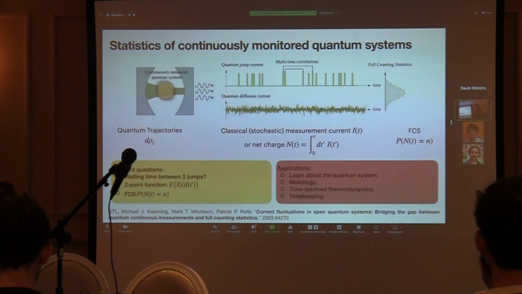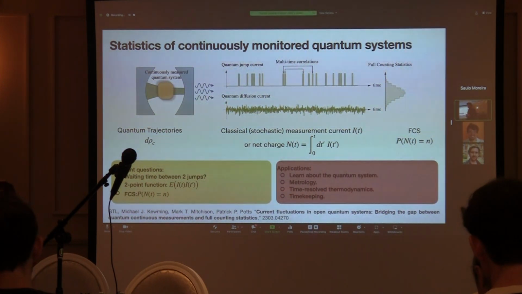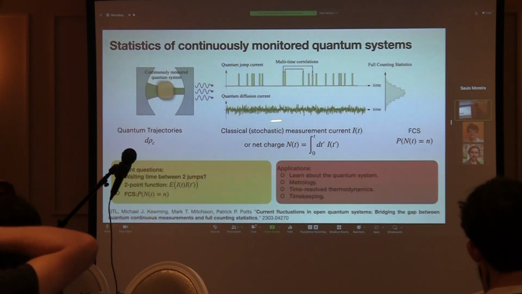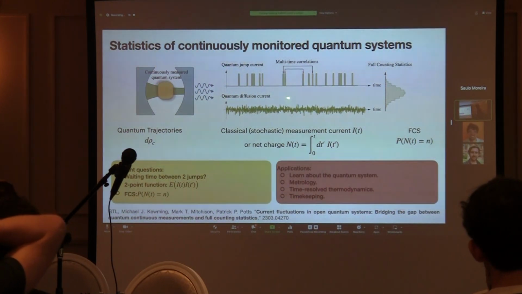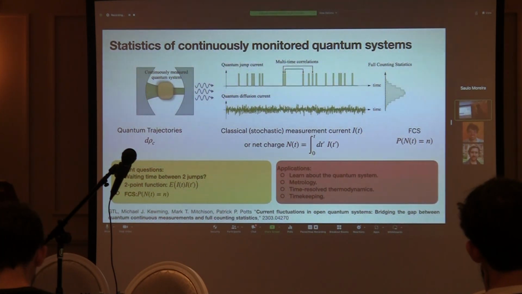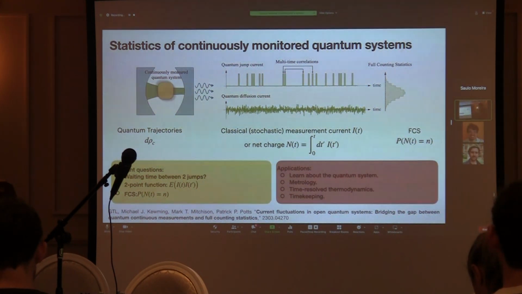And there are many questions that you can ask, which have many exciting things associated to them, and they were already discussed in this talk. For example, you could ask the question, what is the time between 2 quantum jumps? You could ask about current correlation functions, or you could go to full counting statistics and histogram your detection records, and so on, right?